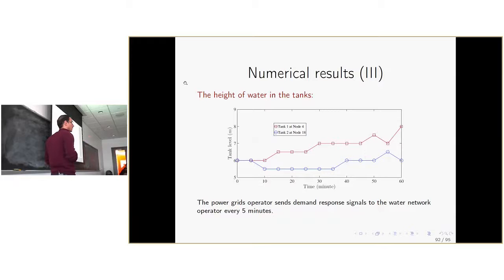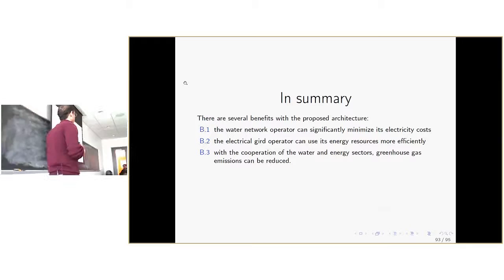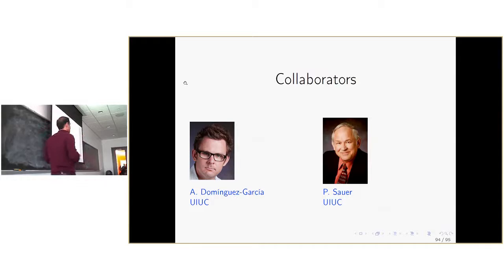So in summary, we proposed an architecture for harvesting renewable energy in water networks. And there are three benefits. The water network operator can minimize its energy costs. The electric power network can use its resources more efficiently. And more importantly, by cooperation between the water and energy sectors, we can reduce greenhouse gas emissions. My collaborators in this study are Professor Domingos Garcia and Professor Tessar. Thank you for your attention.